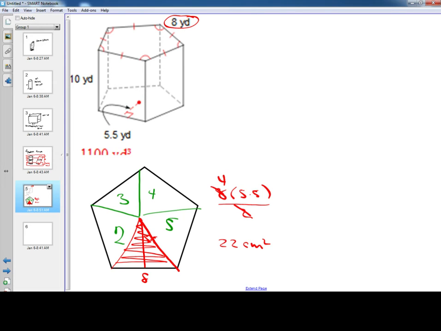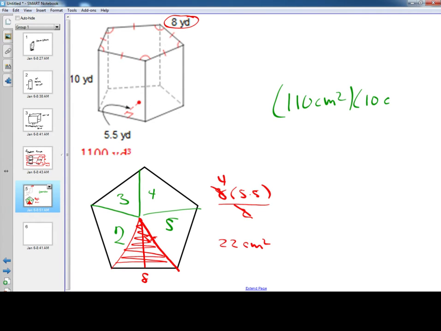So what do I do with 22? Multiply by 5. 5 20s is 100. And then 5 times 2 is 10, so it's 110. Someone confirm that for me? Yes. Okay, so now I've got the area of the base, right? Now I have to just multiply by the height. And how high is it? There's 10 of these bad boys.